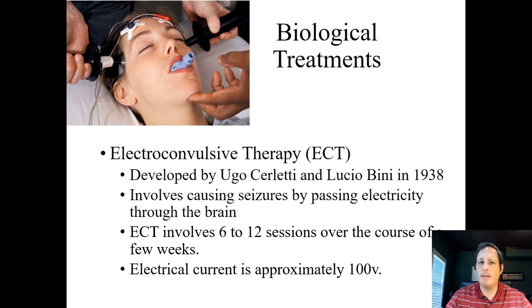And so, they usually go to about 6 to 12 sessions over the course of a few weeks. The person is given some paralytics so their body doesn't seize too badly from the electrical convulsion, and some relaxers. So they usually are even doing this under kind of anesthesia, so that they're not really awake while it's happening. And then those are administered.